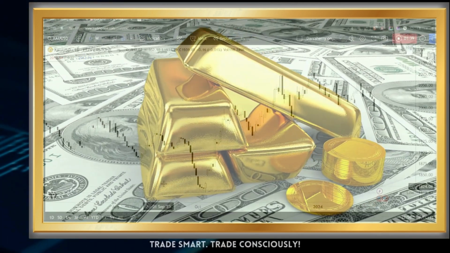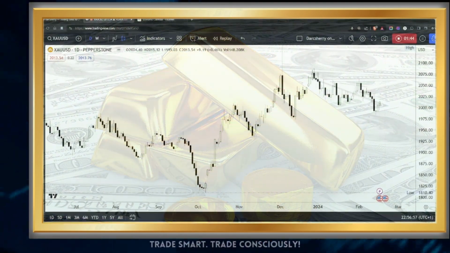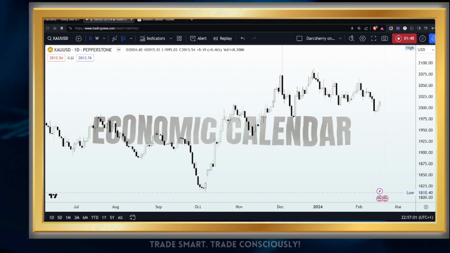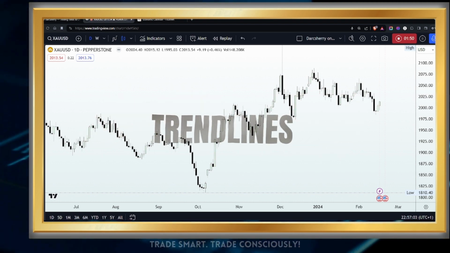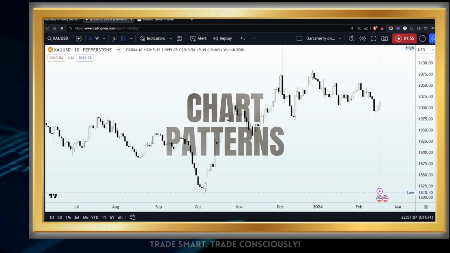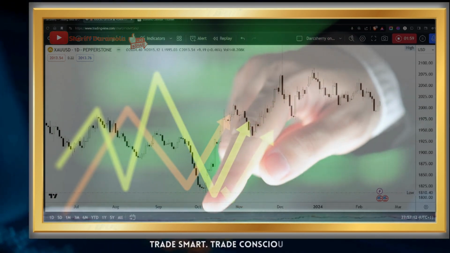As always, we will analyze the current market structure from both technical and fundamental perspectives, leveraging tools such as the economic calendar, trend lines, key levels, and chart patterns to unravel the potential trajectory of price action in the coming week.